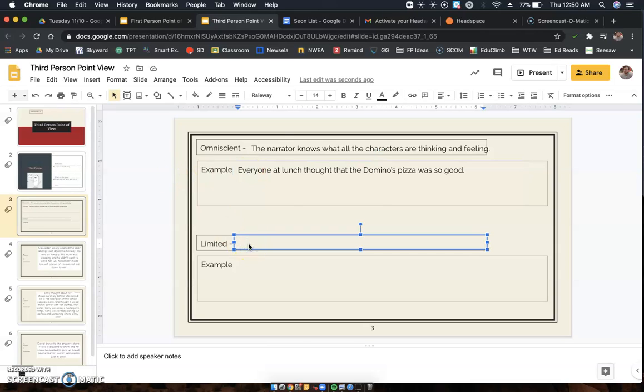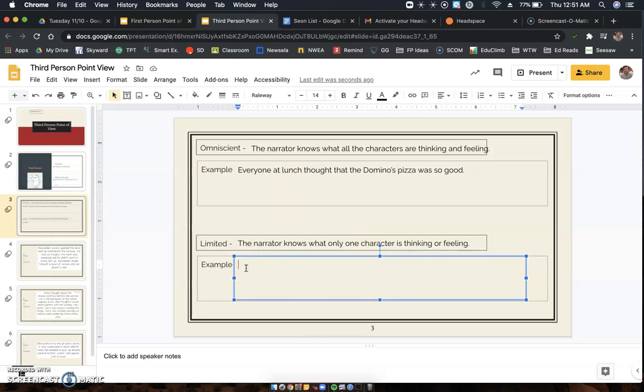Okay, limited. It's very similar to omniscient, except the narrator knows what only one character is thinking or feeling. Okay, this may be like in a story where the main character, we get to see inside of their head and we know what they feel, but we don't know what everybody else feels. That would be third person limited. Okay. All right, I'm going to move on here. Remember, you could always pause if you need any extra time.